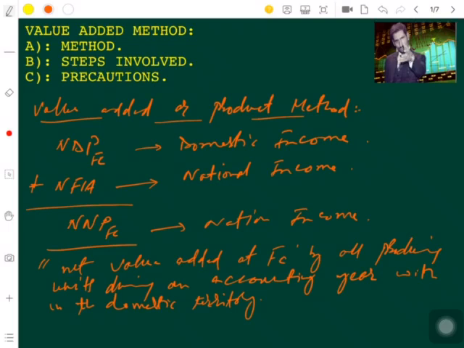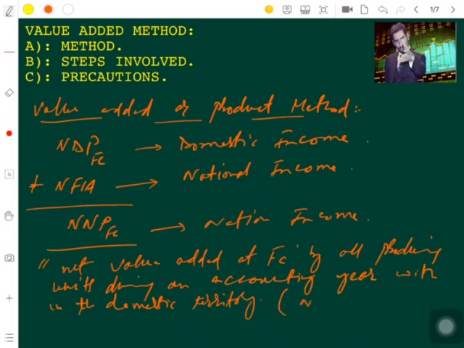So, if you see that this definition is exactly like the definitions we have already made for all the eight aggregates, but with a slight or simple change. What it says is that net value added at factor cost by all producing units during an accounting year in the domestic territory. So all these three things are important here, and will give us the net domestic product at factor cost.